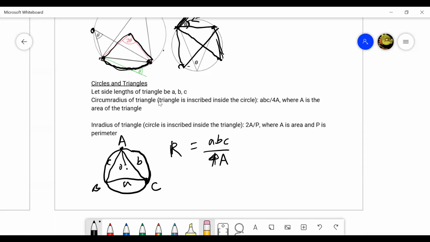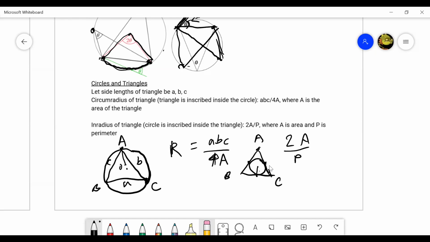But anyway, let's move on to the next circle, which is the incircle. And like its name, it's a circle that is inside a triangle, such that each side of the triangle is tangent to the circle. And there is only one unique circle for every triangle that satisfies these properties. The cool thing about the inradius, which is the radius of this circle, is that it's equal to 2 times the area over the perimeter.